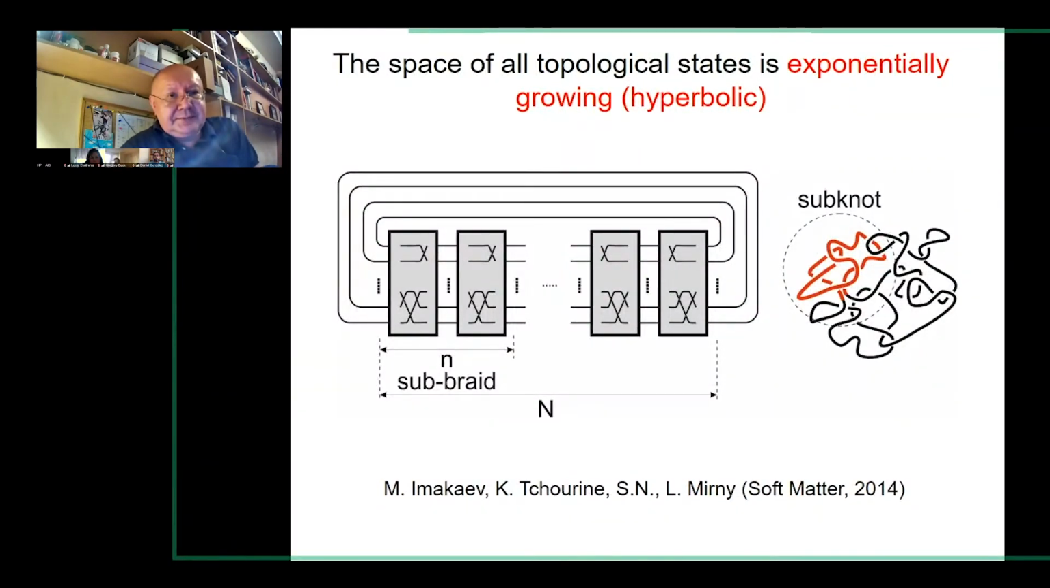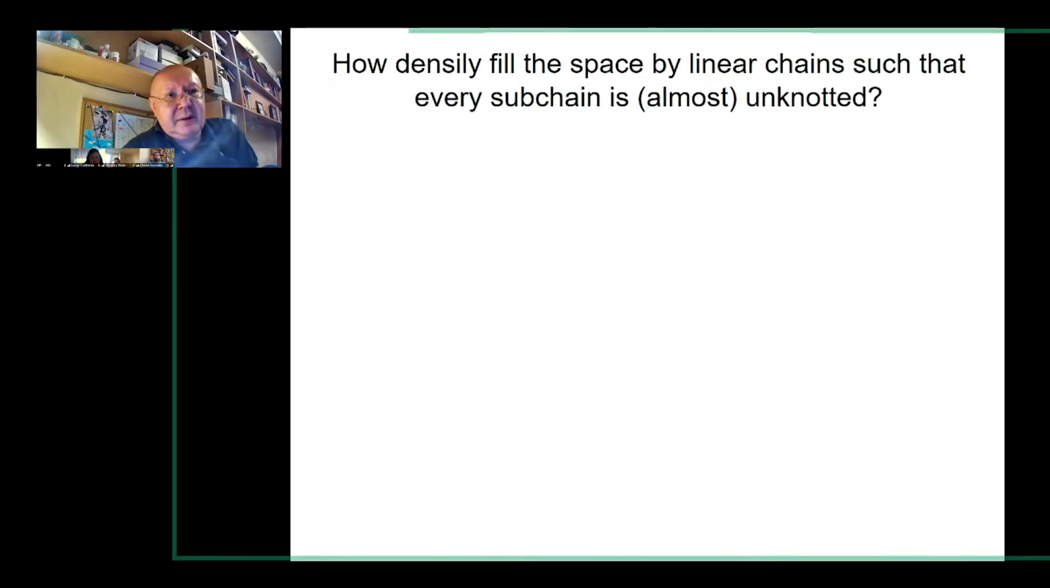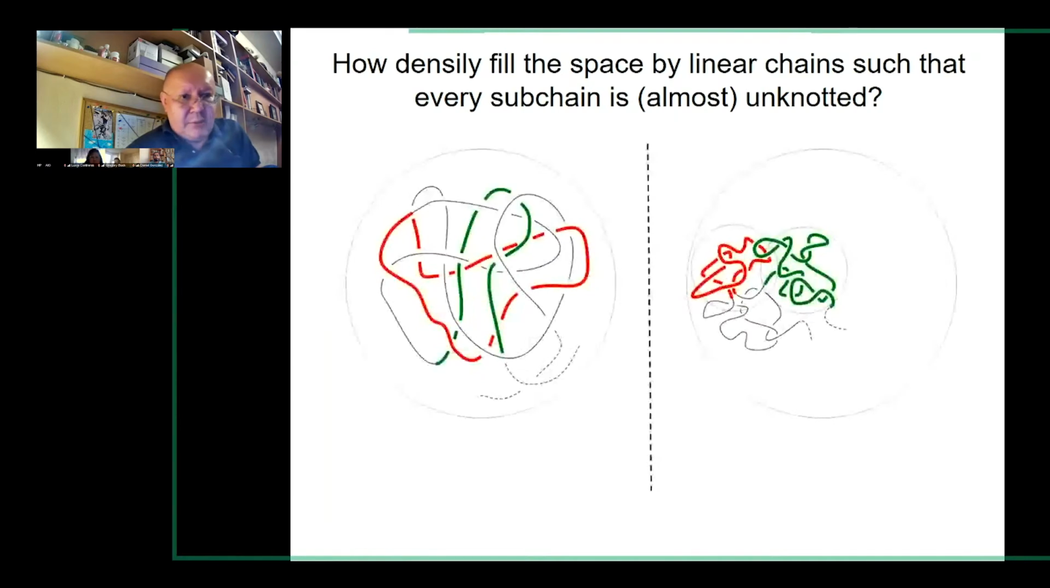So now the question we have is the following: how densely can linear chains fill the space such that every subchain is almost unknotted? There are two options. I have a dense configuration and two subloops, red and green. One possibility is that green deeply penetrates red, so they cover the whole space and are entangled. In this case, it's difficult to imagine how you can take different parts, and on all scales this green part is weakly entangled with the red one.